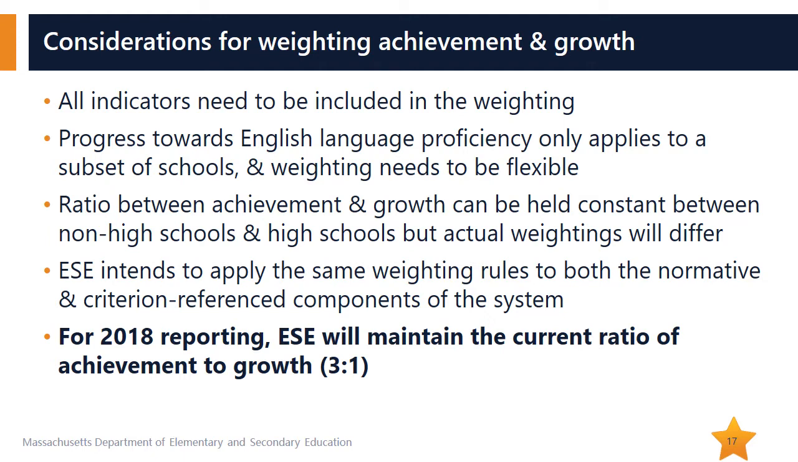Finally, the department intends to apply the same weighting rules to both the normative and criterion-referenced components of the accountability system. This was not our practice in the most recent accountability system, but it is something the department feels is important to do moving forward. We will review this in more detail later in the presentation. For 2018 accountability reporting, the department will use a ratio of achievement to growth of 3 to 1.